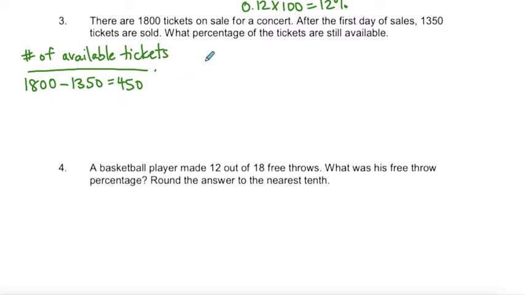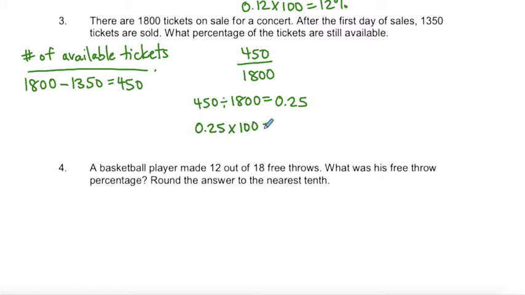So when I'm creating my fraction to begin with, I'm going to write it as the number of tickets available over the total number of tickets I had to begin with. And then to change this into a percentage, I take my numerator, I divide by my denominator. That gives me 0.25. And then to change that decimal number into a percentage, I multiply it by 100. And that gives me 25%. So that's method number 1. Method number 2.